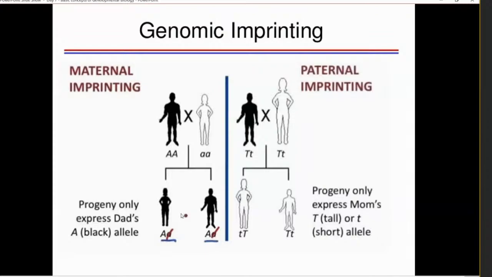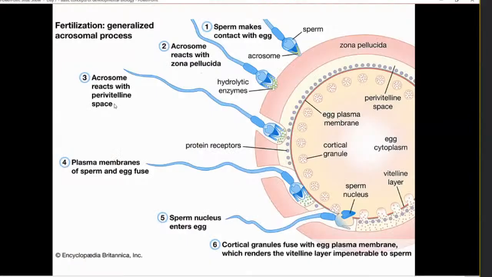After the release of the cytoplasmic particles, they damage the cell surface of the oocyte. That is a hydrolytic enzyme. The hydrolytic enzymes interact with the cell surface receptor and make the interaction with the oocyte. Then the third step is the acrosome reacting with the perivitelline space, the intracellular space that has many protein receptors. These protein receptors interact with the surface receptors of the sperm cells, then the plasma membranes of sperm and egg fuse.